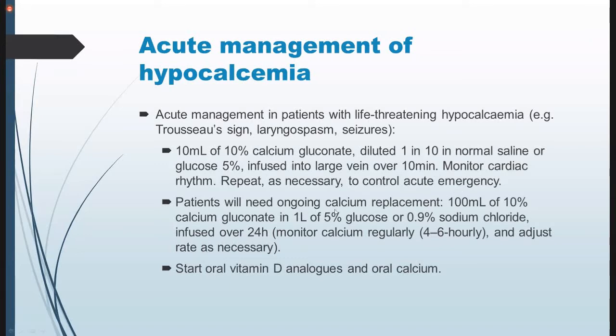And if that life-threatening hypocalcemia is still going on, then put the patient on ongoing calcium replacement through an infusion of 1 liter of 5% glucose or normal saline, to which you have added 10% calcium gluconate in a sufficient amount through calculation. That way you can prevent recurrent life-threatening hypocalcemia. You have to monitor the calcium 4 to 6 hourly and adjust the rate of infusion accordingly. Also, simultaneously, you should start the patient on oral calcium and oral vitamin D analogs.